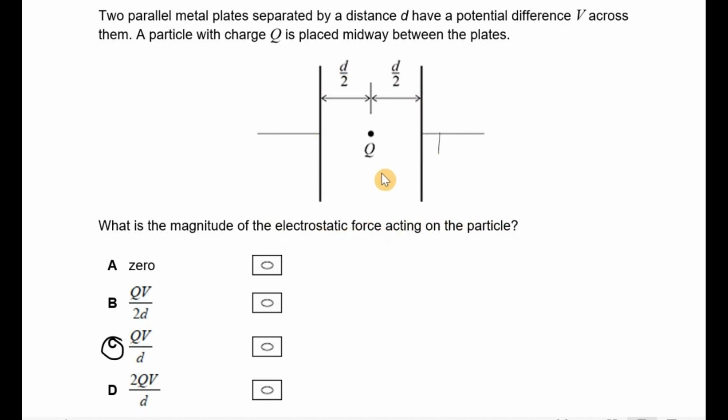Well, first of all, this is a uniform field because it's between two plates. So the force on that particle is going to be the same wherever that particle is. Its position within that field is completely irrelevant.